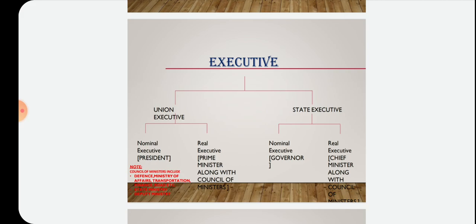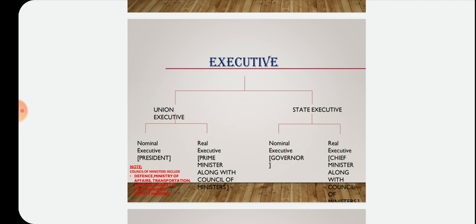Now, in union territories, the chief minister, that is the real head, won't be there. For union territories, the real head will not be present. There will only be the nominal executive or nominal head, who happens to be the lieutenant governor. In each and every union territory, there is only a lieutenant governor, only a nominal head. All these union territories are directly governed by the center. The center passes rules and regulations, the center makes laws for the union territories.